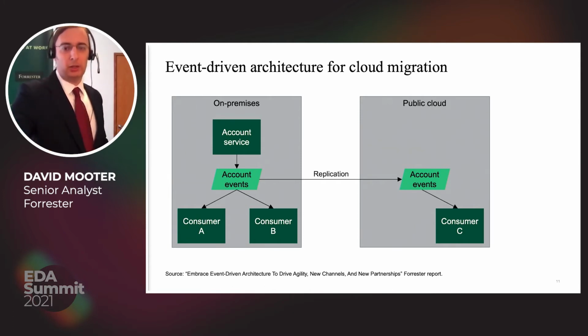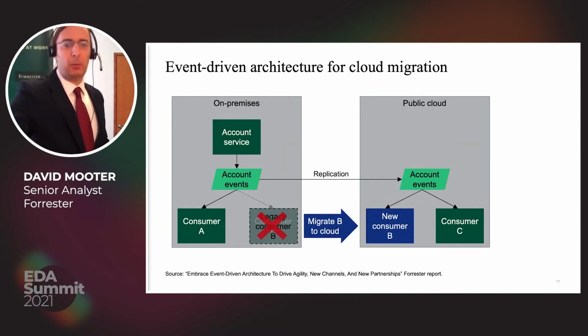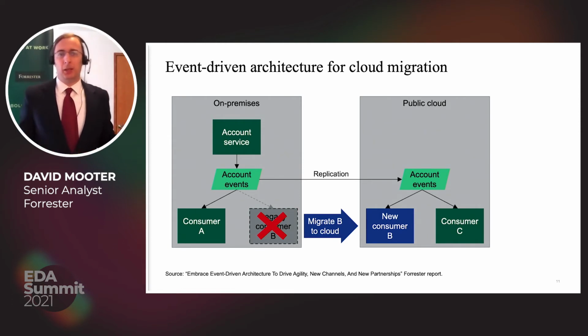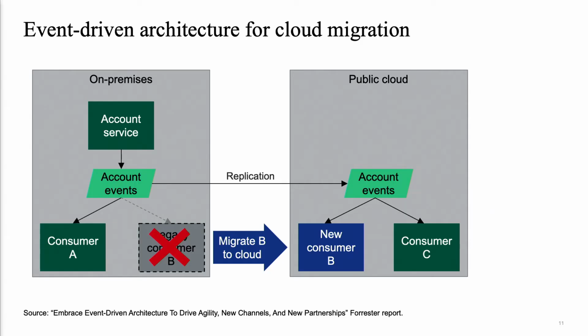Furthermore, that second consumer B there, I want to migrate that to public cloud. And because my account events are equally accessible on-premise and public cloud, I don't have to worry about the data pipeline. I can just migrate that consumer to the public cloud and worry about any kind of code, microservices, whatever code changes I want to do to make that cloud native, but the data it needs is there.